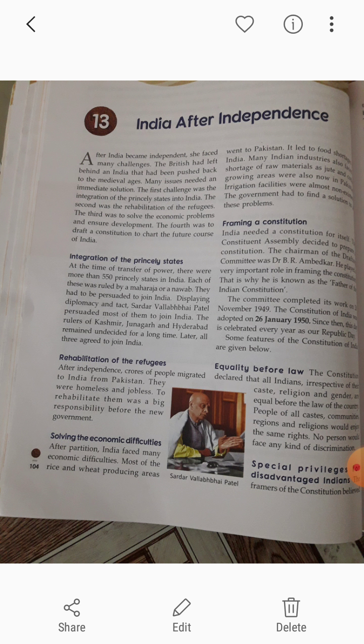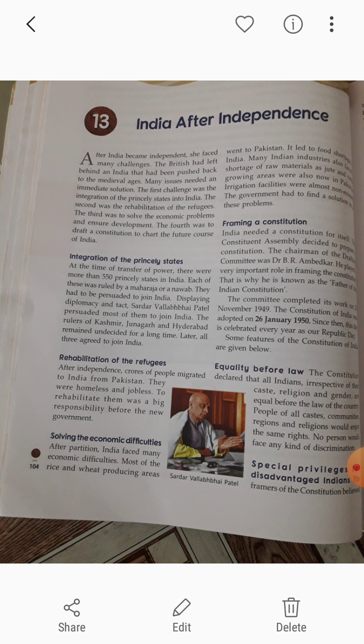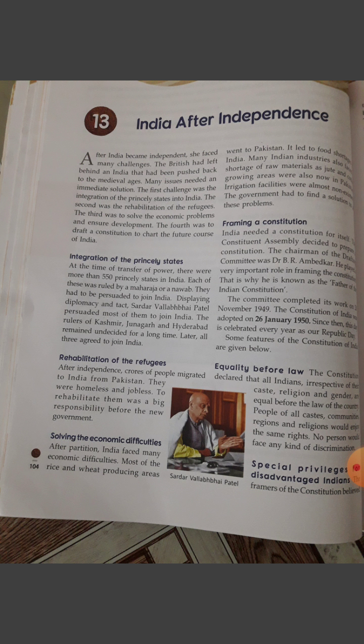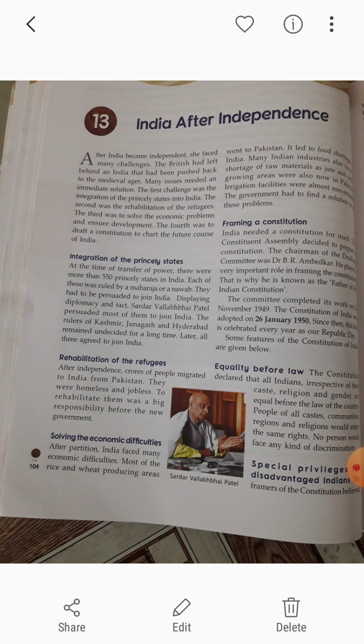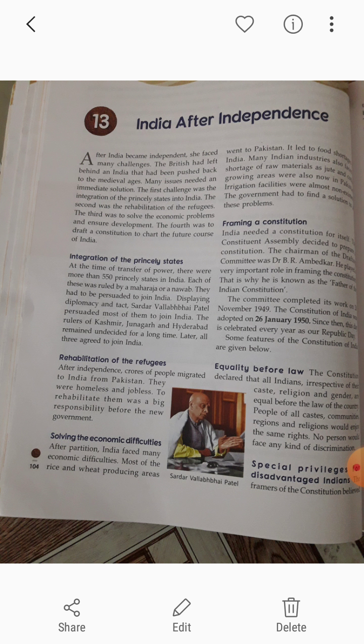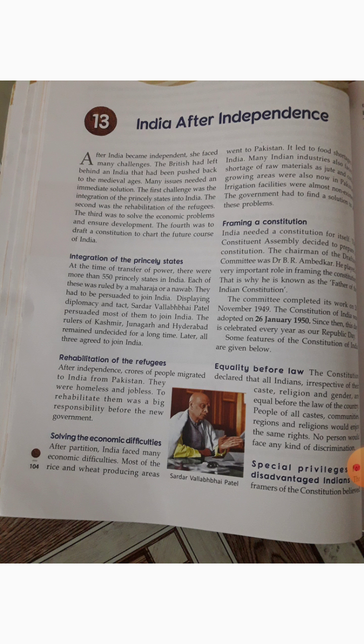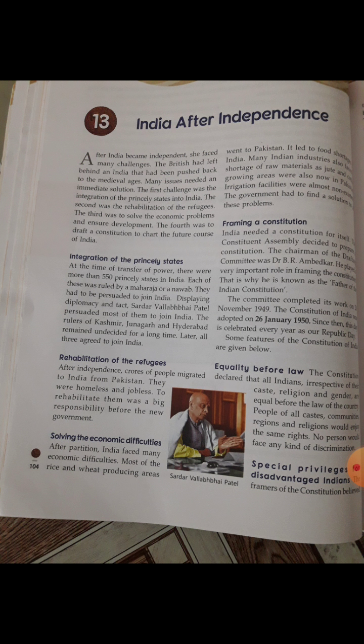Next one, framing a constitution. So India needed a constitution for itself. So the Constituent Assembly decided to prepare a constitution. The chairman of the drafting committee was Dr. B.R. Ambedkar, known as Bhimrao Ambedkar. Clear? He played a very important role in framing the constitution. So that is why he was known as the father of the Indian Constitution.